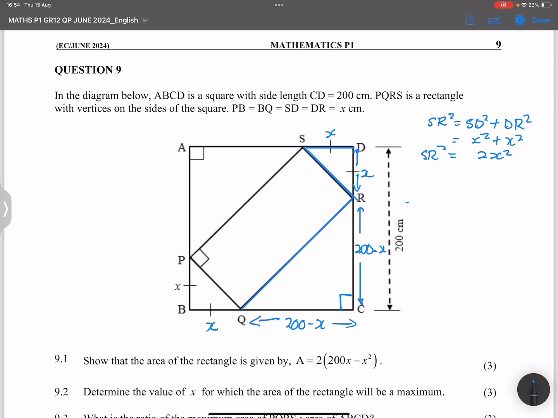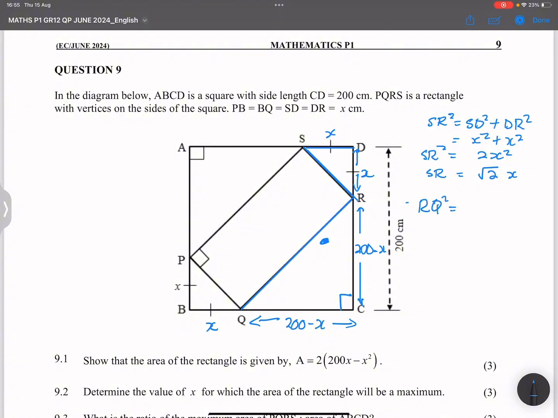Right, now if you want to, of course, you can just write it as SR, which would be the square root of 2x, right? And then we want now the side RQ. So we're going to say RQ squared.